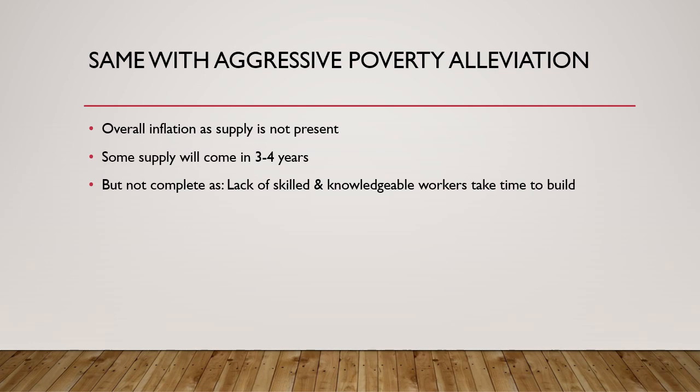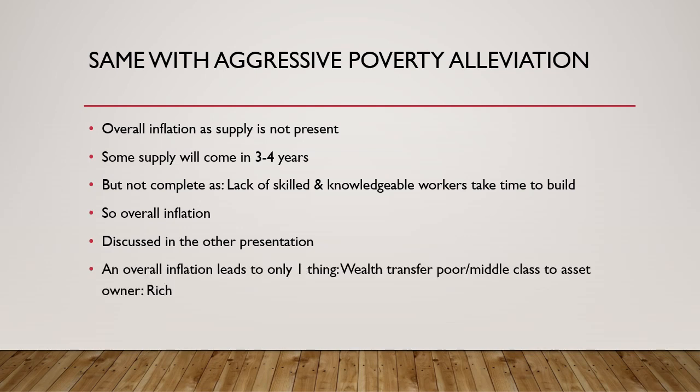Creating supply, especially away from the basic product, requires skilled and knowledgeable workers. And to build those will take time. And hence, this will increase the overall inflation of the economy. We have discussed this issue in greater detail in the inflation presentation. Do check that out, and the link is given in the description. But just briefly, I will tell you that an overall inflation in the economy leads to only one thing, and that is wealth transfer from poor and middle class to asset owners who are generally rich.